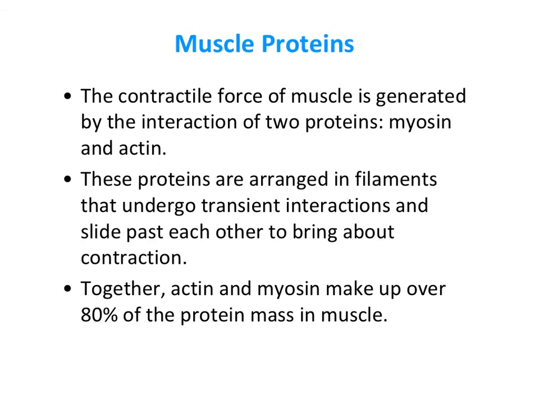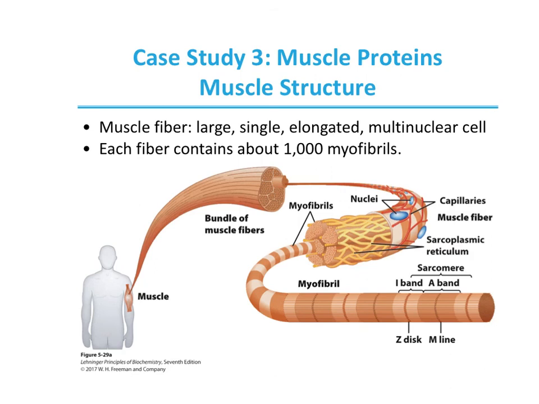The contractile force of muscle is generated by the interaction of two proteins, myosin and actin. These proteins are arranged in filaments that undergo transient interactions and slide past each other to bring about contraction. Together, those two proteins alone make up over 80% of the protein mass in muscle. Muscle fibers consist of single, elongated, multinucleated cells that arise from the fusion of many precursor cells.